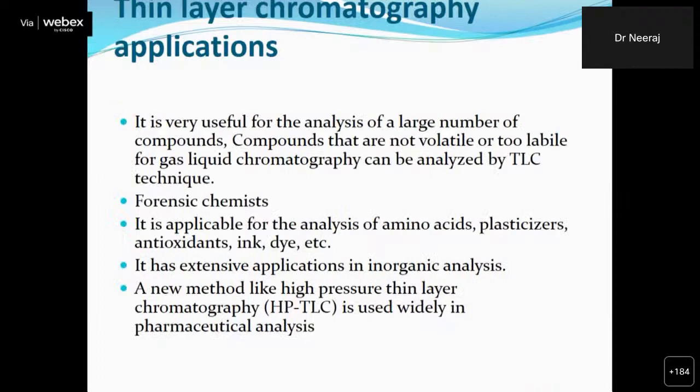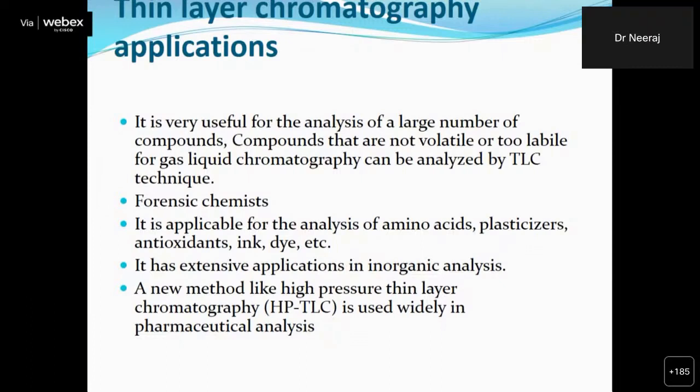What is the application of thin layer chromatography? It is very useful for the analysis of a large number of compounds that are not volatile or too labile for gas chromatography, because there are different types of drawbacks of other chromatography. Hence it is mainly used for compounds that are non-volatile or too labile, and it is also used in forensic science. It is applicable for the analysis of amino acids, plasticizers, antioxidants, ink dyes. It has extensive application in inorganic analysis and a new method.